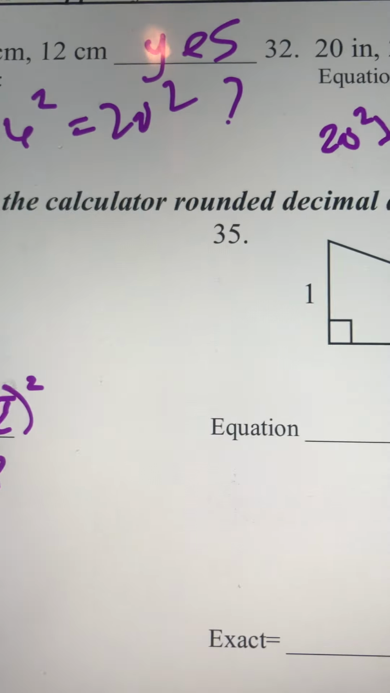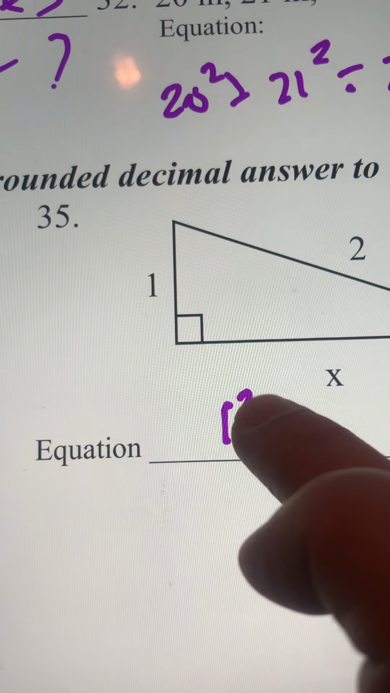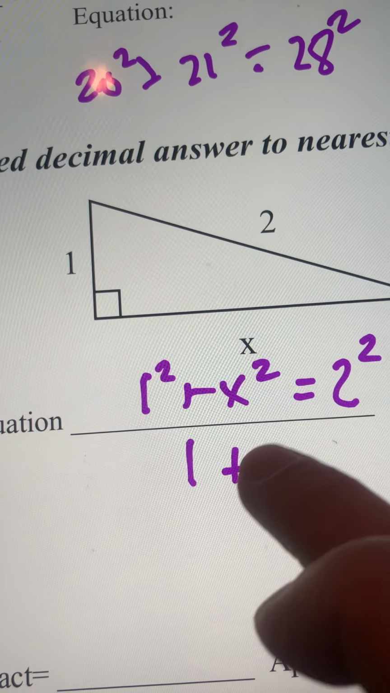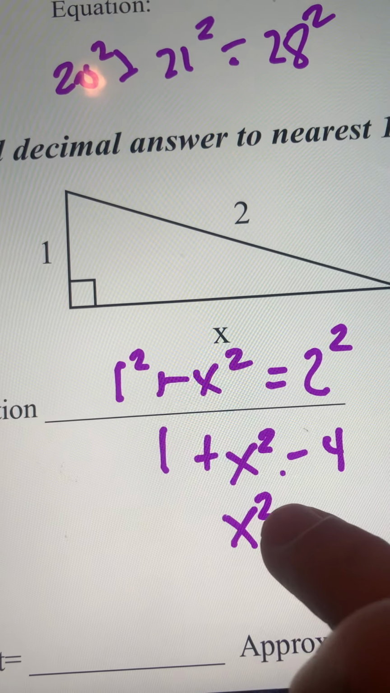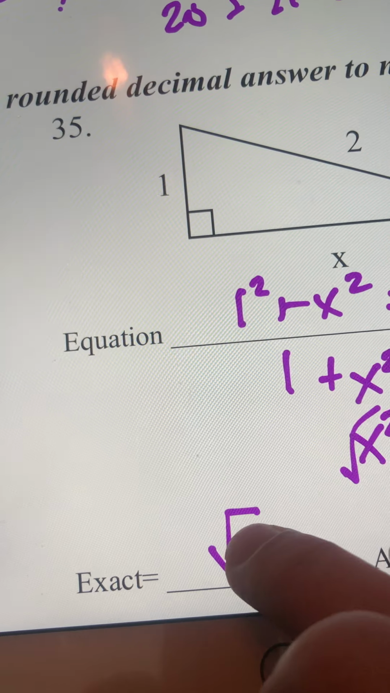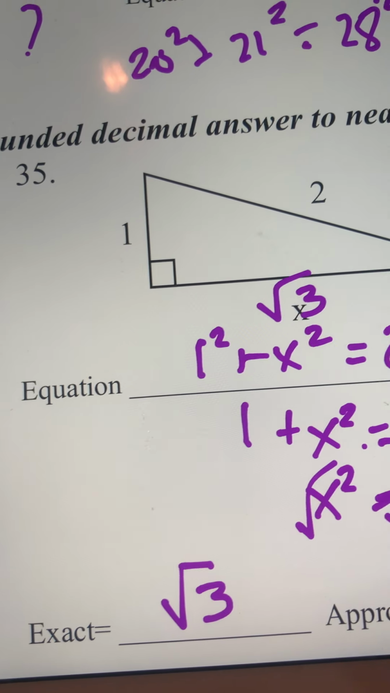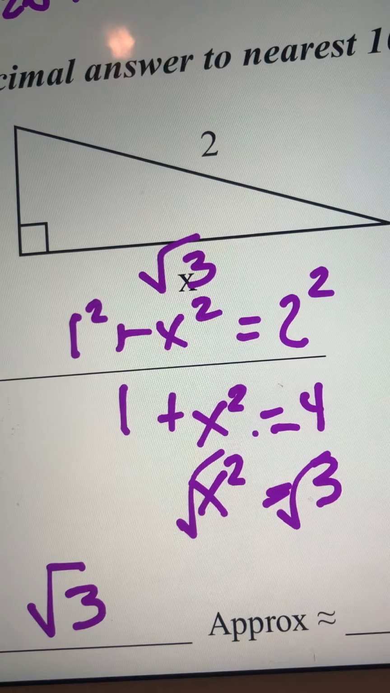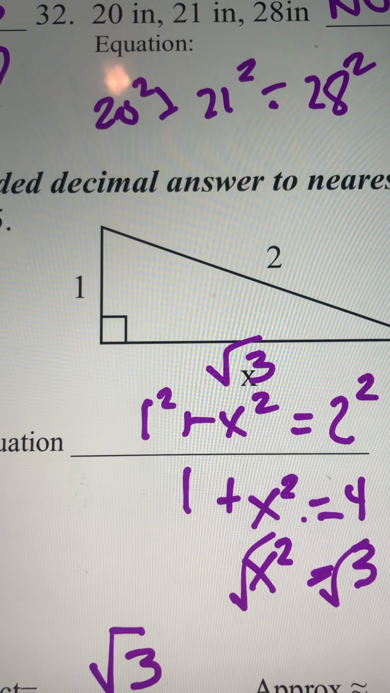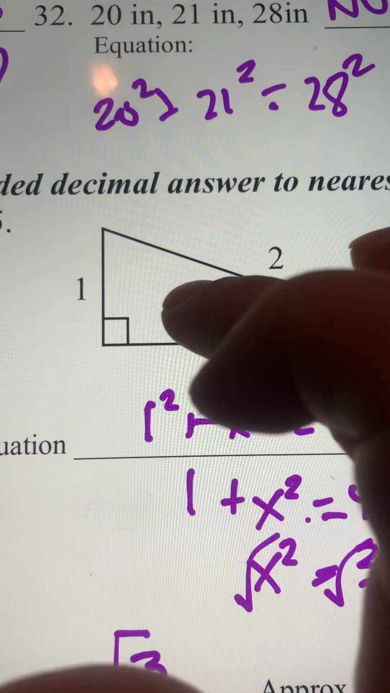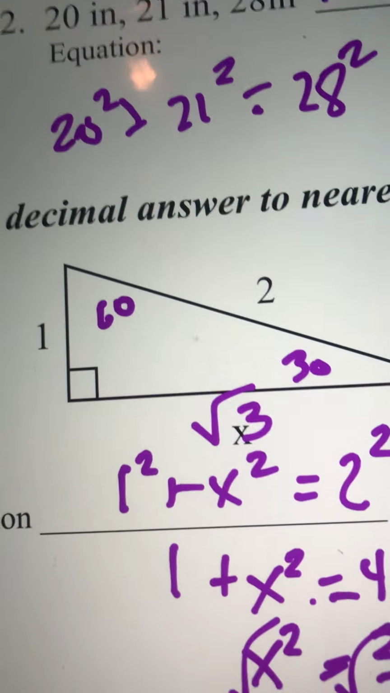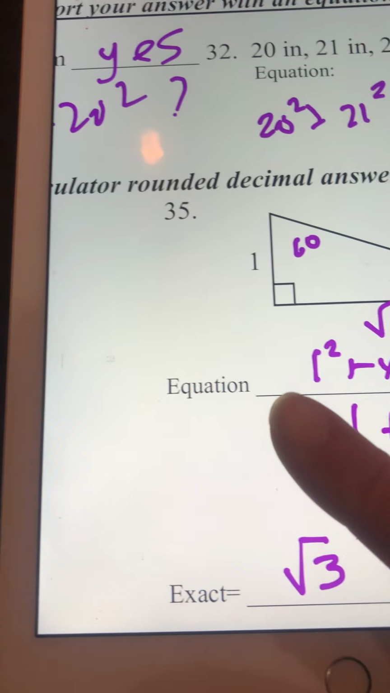You might now recognize the next one. I don't know, we'll see. 1 squared plus x squared equals 2 squared. Nice and low numbers here, plus x squared equals 4, so x squared equals 3, square root. So the exact answer is just square root of 3. And if I do that on my calculator, square root of 3 is 1.73. Now that one you might recognize, now that you see the pattern, x, 2x, x root 3, this is actually a 30, 60, 90 triangle. So unknown to you at the time, we were actually giving you our special triangles back then.